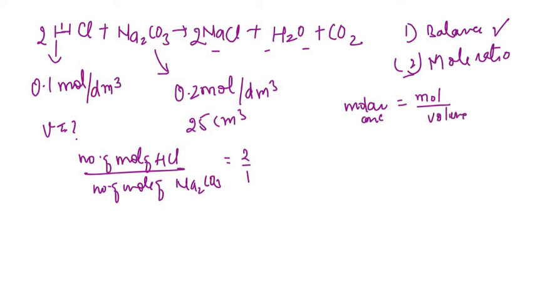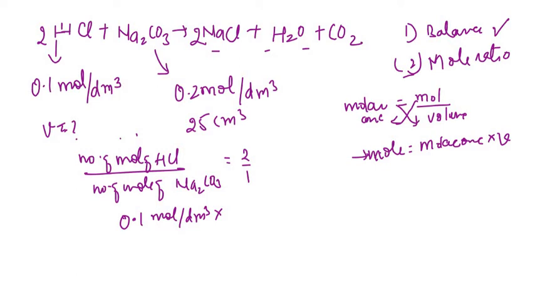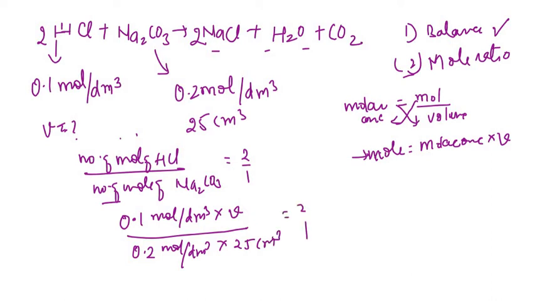Now if I want to know the moles, what should I do? Cross multiplication. The number of moles will be the molar concentration multiplied by volume. I'm just putting this value in place of the number of moles, because they have given you 0.1 mole per decimeter cube, multiplied by the volume that we have to figure out, I'm just putting V. Similarly, for the number of moles of Na2CO3, multiply the molar concentration, which is 0.2 mole per decimeter cube, by the volume, which is 25 centimeter cube, equal to 2:1.